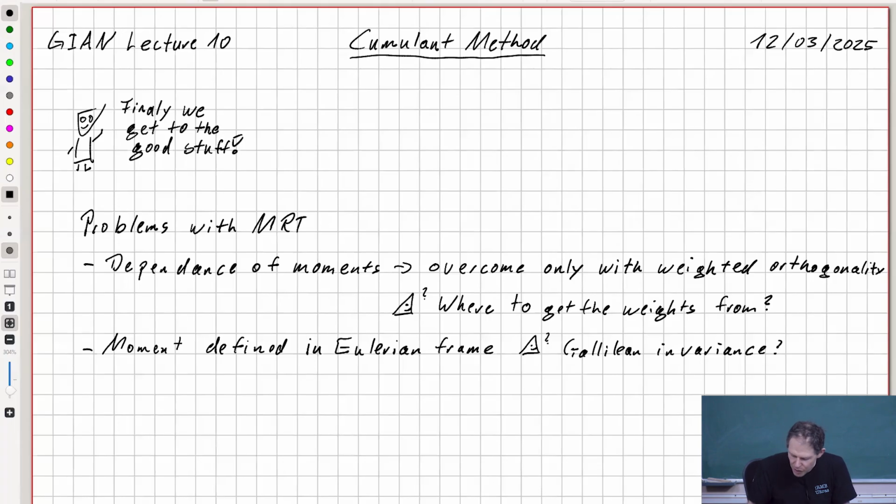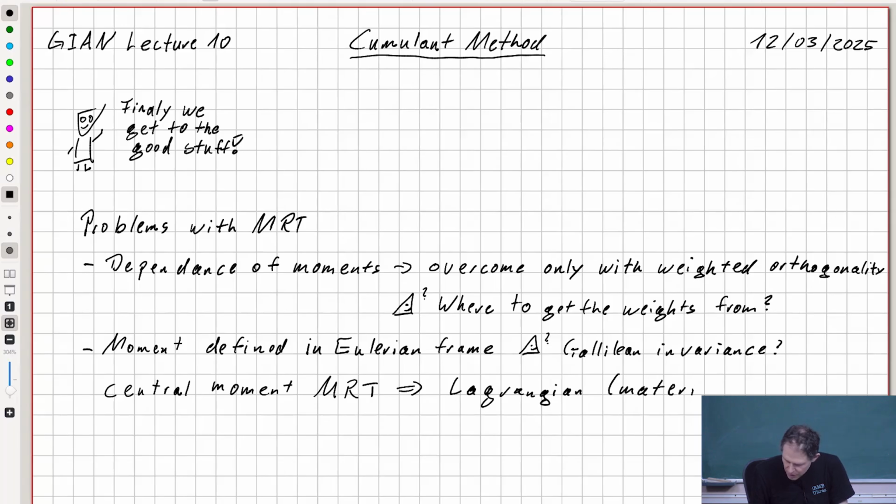So the first thing you could do in order to overcome this problem with the Galilean invariance is what you did yesterday in the hackathon. You can use central moments instead of raw moments in your MRT. Say, central moment MRT. So taking the moments in the Lagrangian, the material frame.